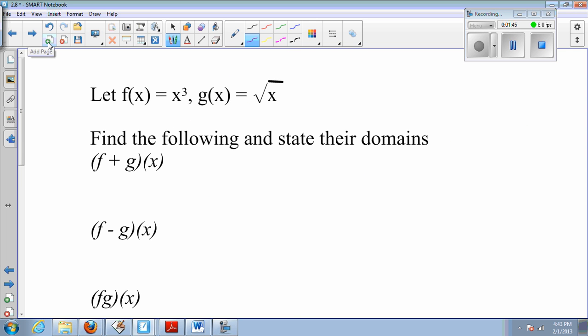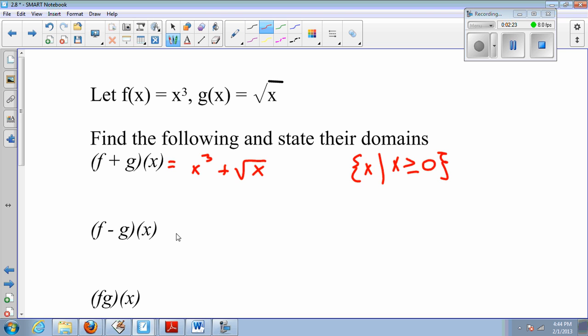So we're going to let f of x equal x cubed and g of x equal root x. We're going to find the following and state their domains. Okay, so we have f plus g of x, same as taking f of x, which is x cubed plus root x. And we actually cannot combine these any further. Our domain is x, where x is greater than or equal to 0, because we cannot take square roots of a negative number.